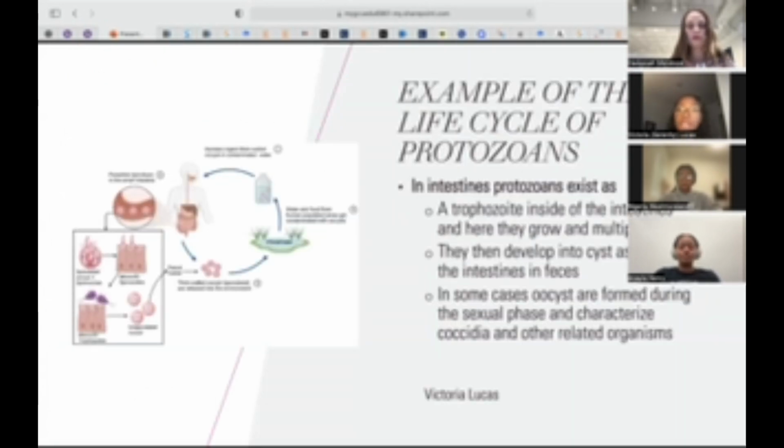Okay, an example. To better understand this process, we are going to use protozoa that inhabit intestines, as discussed earlier. Within intestines, the protozoan exists as a trophozoite, and there it is growing and multiplying. Then it develops into a cyst when it exits through the feces. And in some cases, it develops into an oocyst, which is formed during sexual reproduction and characterizes coccidia and other related organisms.